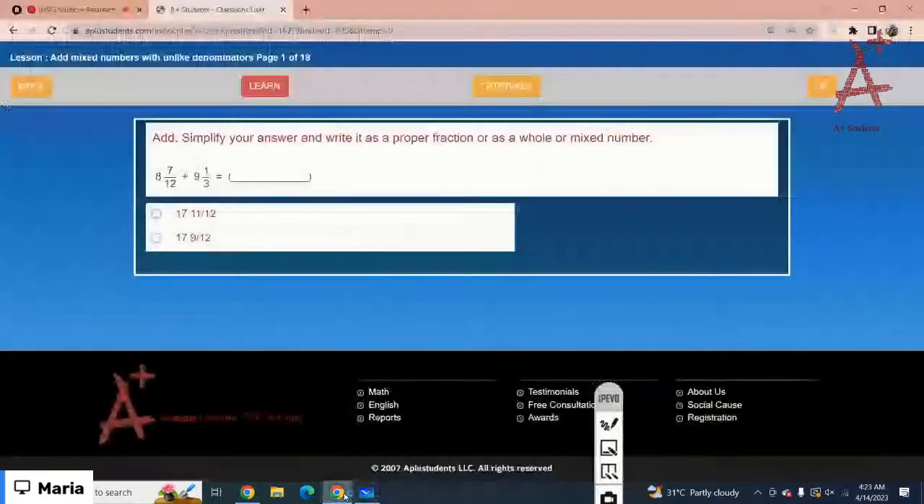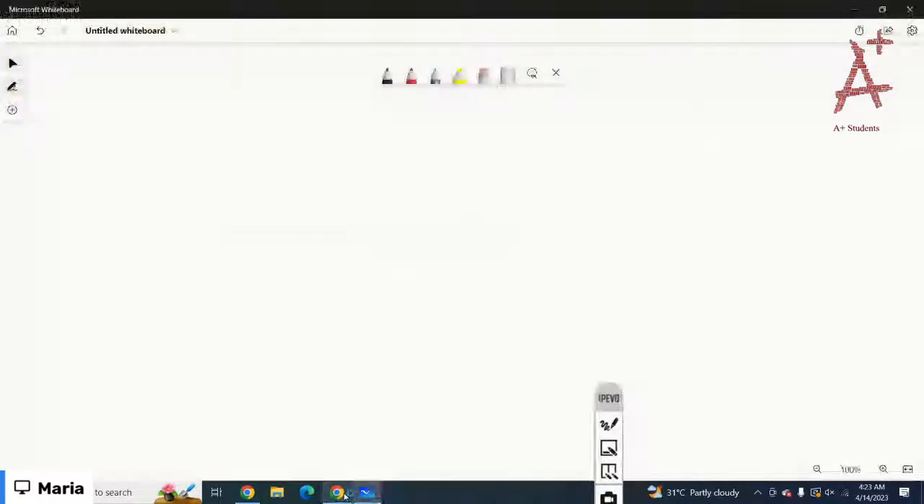8 whole 7 over 12 plus 9 whole 1 over 3. Got it? That means they have unlike denominators. First of all, we need to make their denominators the same. Got it? First, let's just convert to improper fractions. 12 times 8 is 96.